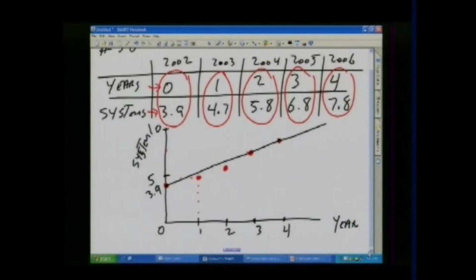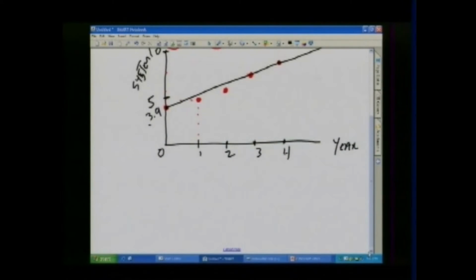C, derive an equation for this line. Well, we know the intercept would be at 3.9. That's kind of easy. All we need is to figure out the slope. Now we remember the formula for slope. m is equal to y2 minus y1 divided by x2 minus x1.